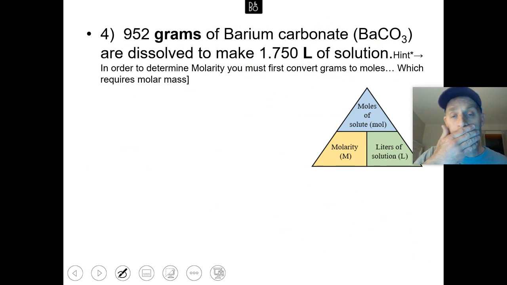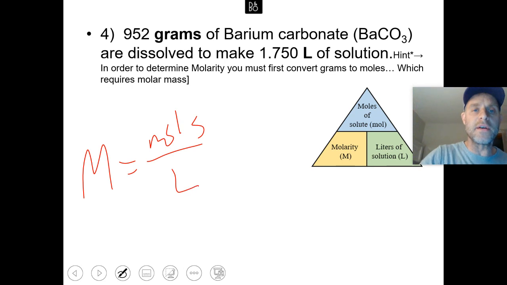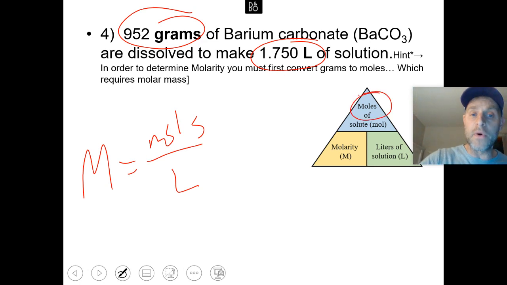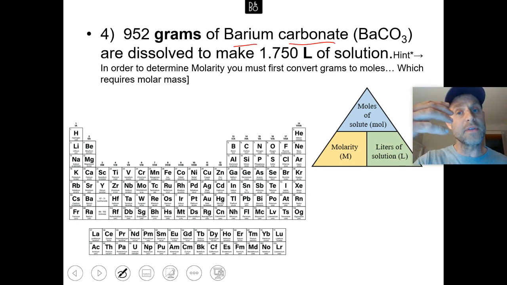Let's do one more. Okay, one more. Same issue. I want to solve for molarity. I need moles over liters. I have liters. I don't have moles. Crud. How do I get moles? Again, I got to find on the periodic table. Now, look at what I got. I have barium carbonate. This one's a little tougher, but not really, right?